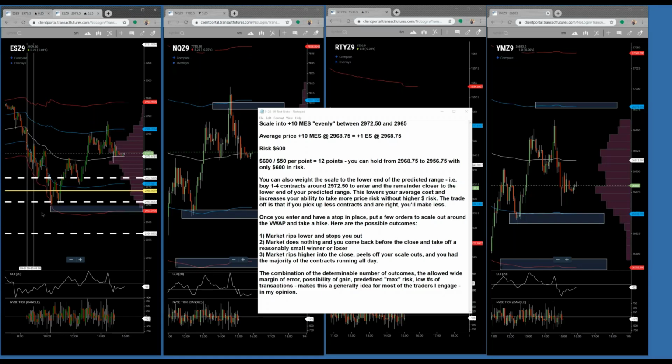So once you get into the trade and you have a stop in place, and the stop for me usually will be a fixed dollar amount. So this line down here would represent a hypothetical $600 risk. All right, put a couple orders to scale out around the VWAP, which is the white line, and then take a hike and come back in 3 hours. All right, or do something else. Don't sit there and stare at it.